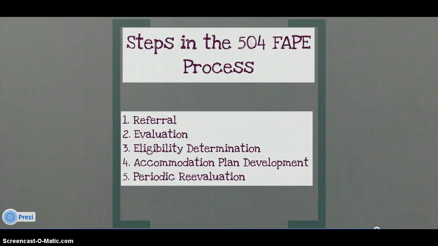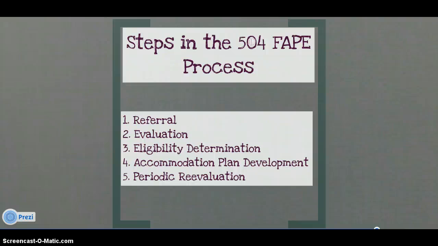Now the steps in the 504 process are: first, referral, in which schools are required to refer students who they think would be eligible for Section 504 services. A committee of knowledgeable individuals will make that determination. Parents or school personnel may also make referrals. Second is evaluation. If the committee believes that the child would probably be eligible for Section 504, an evaluation of the area of suspected need must be completed in a non-discriminatory procedure.